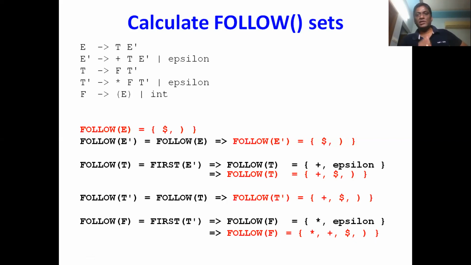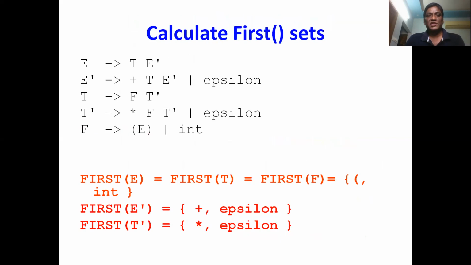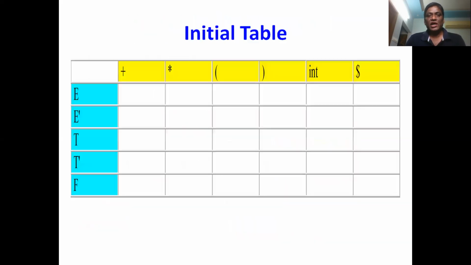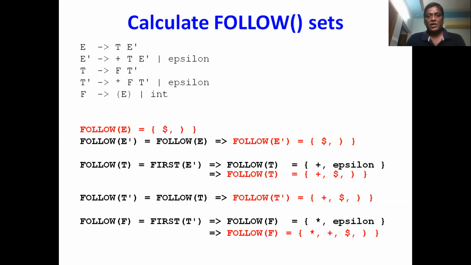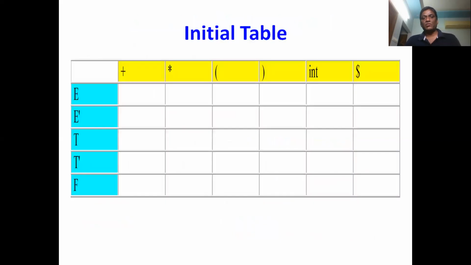Actually this is a bit difficult because this is the first time you are listening to it. After practicing more problems, you will be able to understand how to calculate first and follow sets. My suggestion is to listen to this calculation of first sets and follow sets many times until you understand it. Right. Now, because we calculated first sets and follow sets, we are ready to build the parse table.